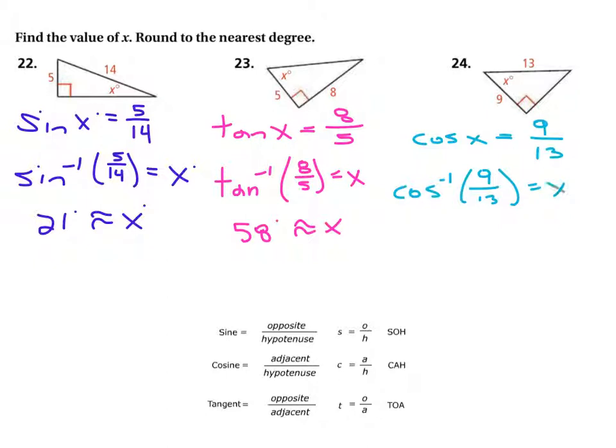Will give us the angle that we want. Type in your calculator, you hit second, then the cosine button, you'll see inverse cosine. Now type the ratio 9 divided by 13 and close the parentheses. And you get 46.18 something something. That rounds to the nearest degree to be 46 degrees, approximately equal to x.